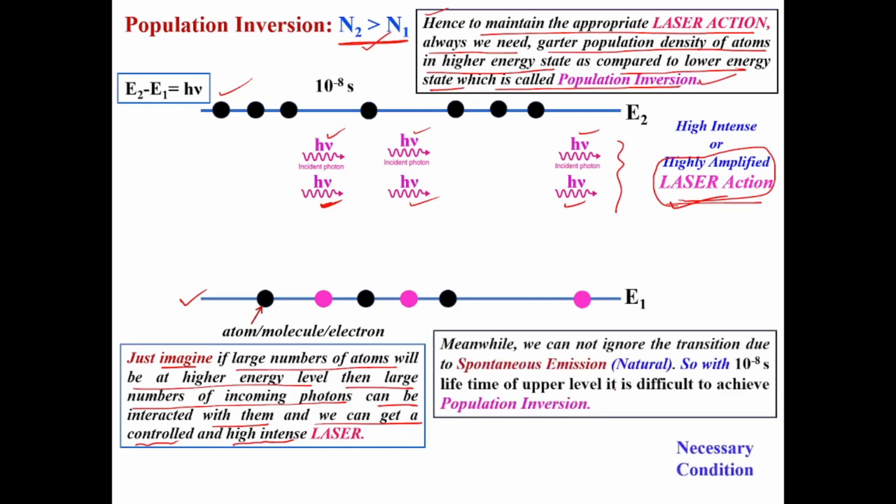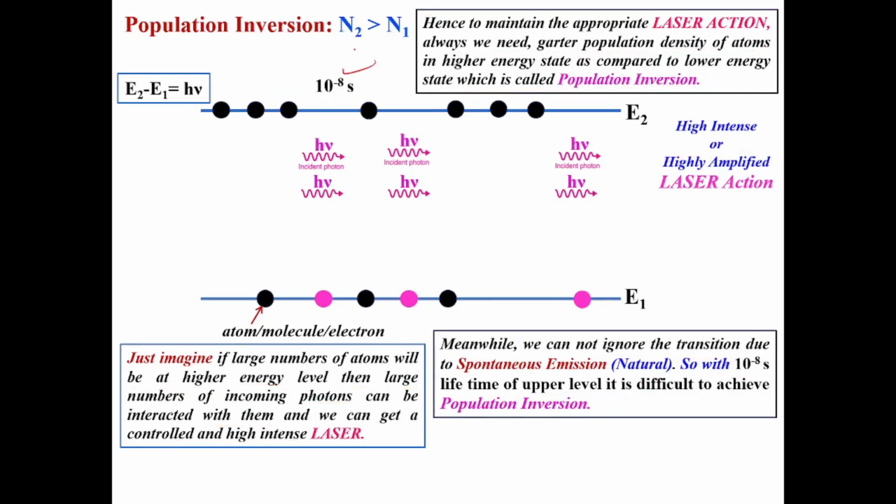At the same time, we cannot ignore the transition due to spontaneous emission, which is natural and random. With a lifetime of 10 to the power minus 8 second for the upper level, it is difficult to achieve population inversion. What I am trying to say is that after 10 to the power minus 8 second, spontaneous emission will also happen. We cannot ignore spontaneous emission, which is natural. So with a 10 to the power minus 8 second lifetime of the upper level, how are we going to achieve population inversion, which is the necessary condition for getting laser?